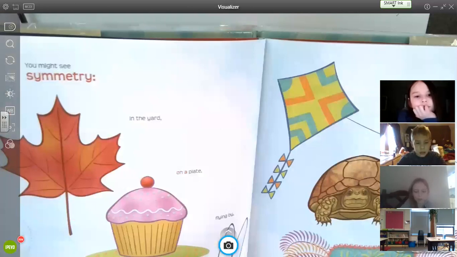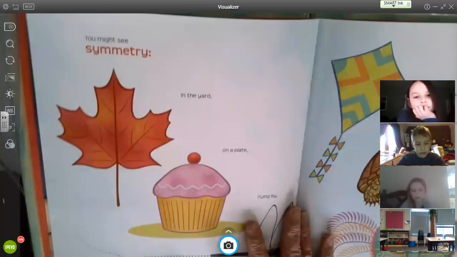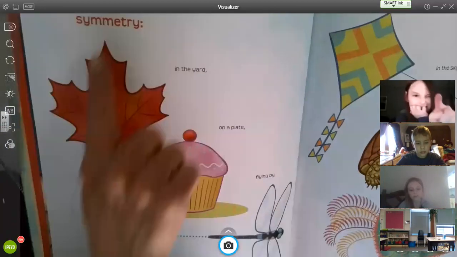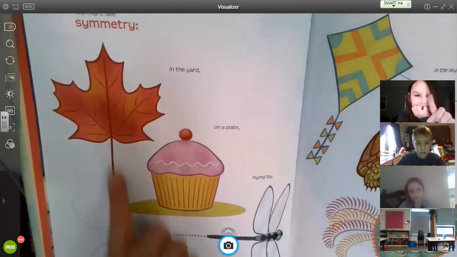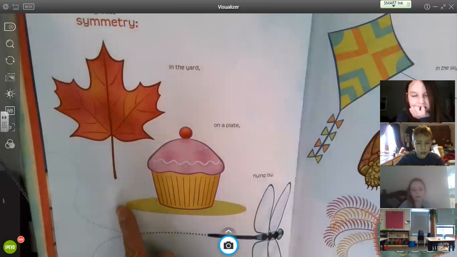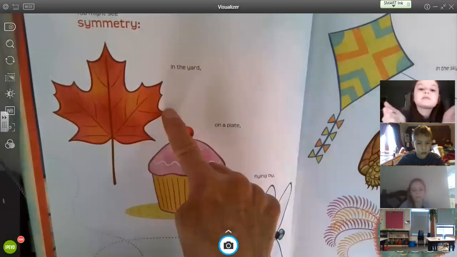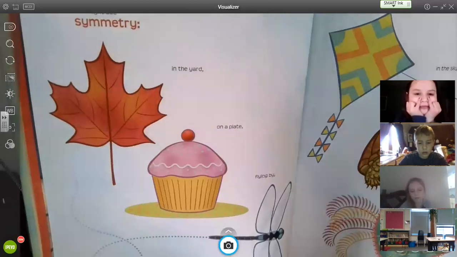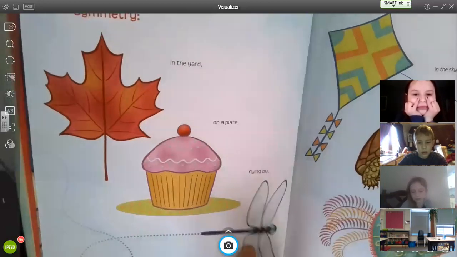You might see symmetry in the yard on a plant flying by. So leaves can have lines of symmetry. Again, you're going to see that this one goes vertically, not horizontally, because if I fold it here, this does not match this. They're not the same. Symmetry.